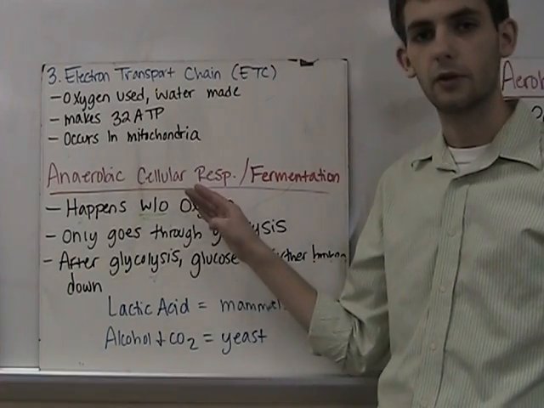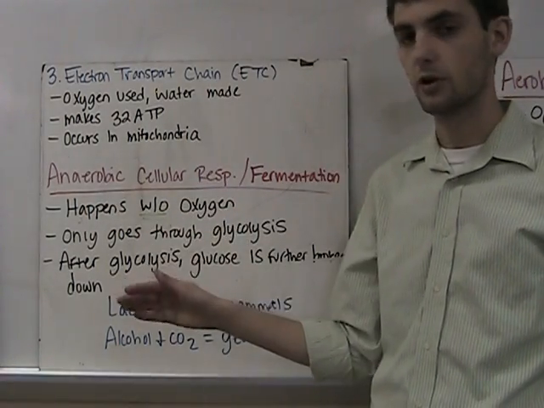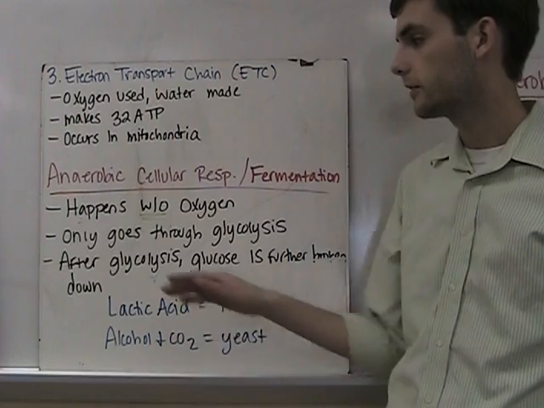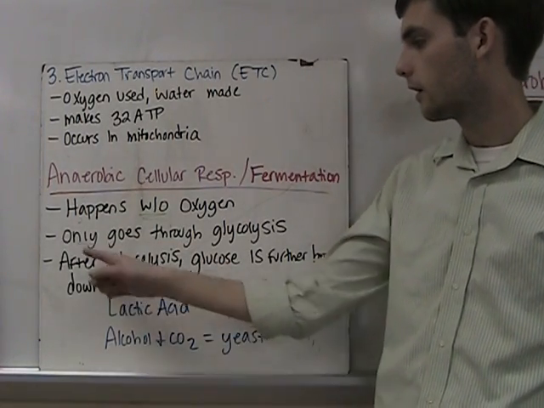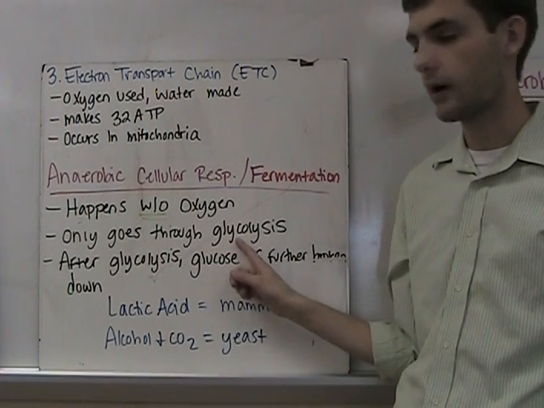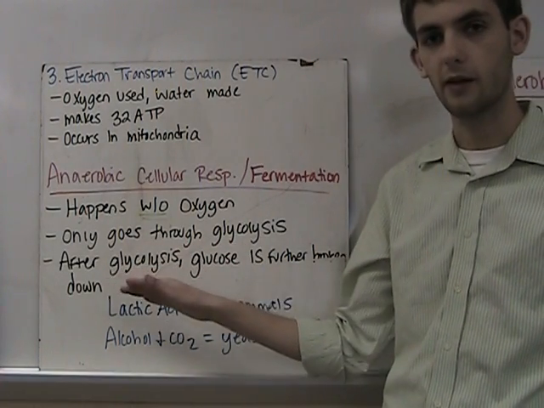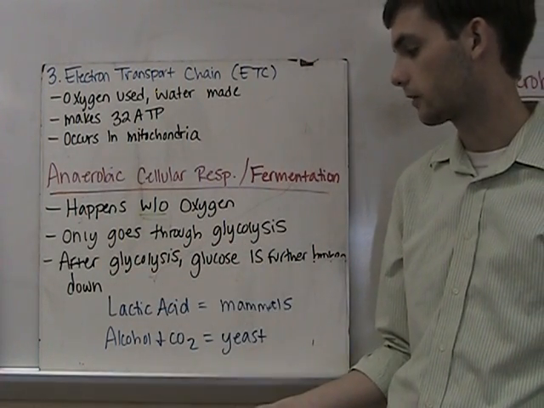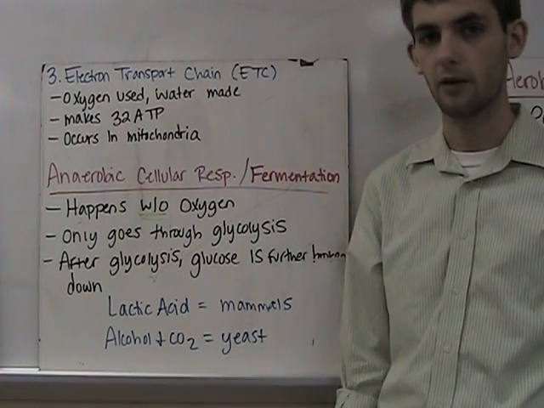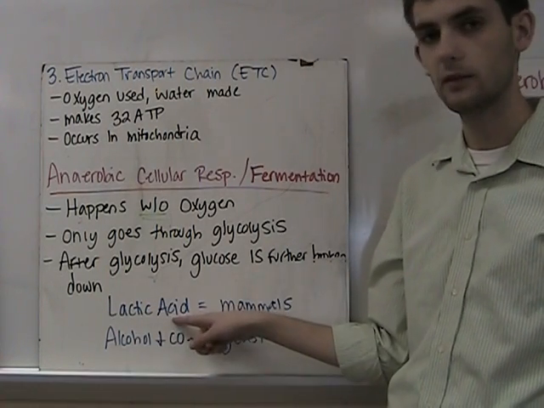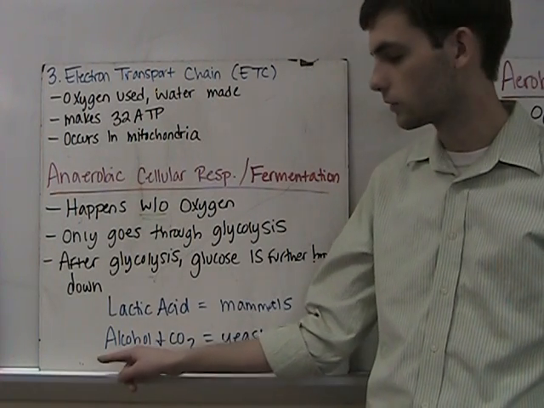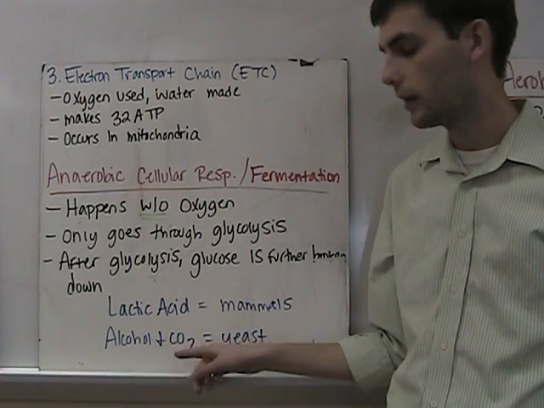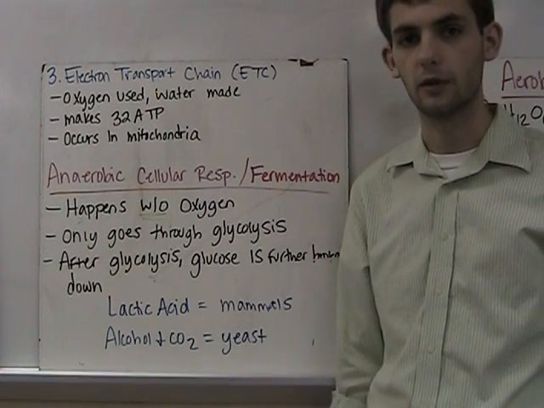Another form of cellular respiration is anaerobic respiration, also known as fermentation. This is the process that occurs without oxygen. In this process, we only go through glycolysis. So after glycolysis, the glucose is further broken down. There are two types of fermentation: lactic acid, which occurs in all mammals, and alcohol fermentation, which produces alcohol and CO2. This will occur in yeast and other single-celled organisms.